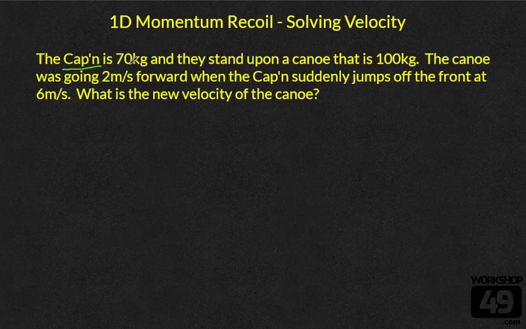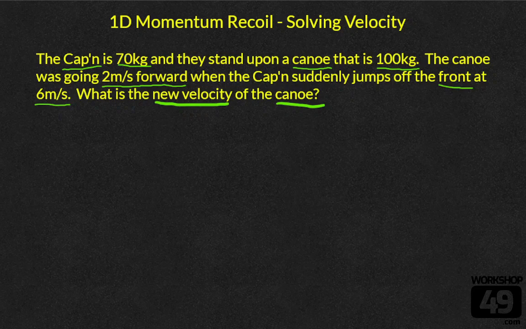The captain is 70 kilograms and they stand upon a canoe that is 100 kilograms. And we can see that the canoe was going 2 meters per second forward when the captain suddenly jumps off the front at 6 meters per second. So because the captain jumps off the front, it's going to be the same direction that the canoe was going. These are both going to be positive. What is the new velocity of the canoe?